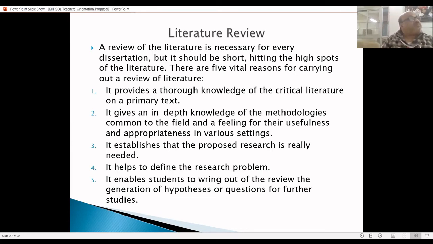So why should we carry out a literature review? There are five reasons I have given.